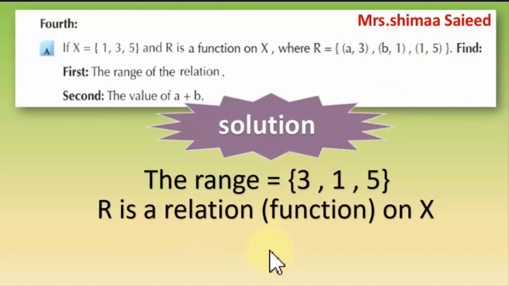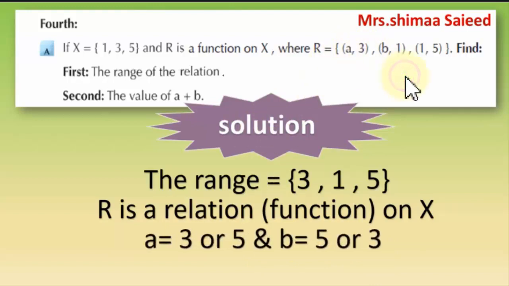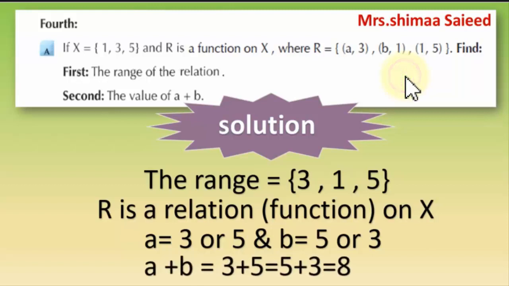R is a function on x, so a equals 3 or 5, b equals 5 or 3. If we want to get the sum of a and b, we will add 3 to 5 or 5 to 3. It's the same because the order doesn't matter in the addition operation. 3 plus 5 equals 8. 5 plus 3 equals 8.